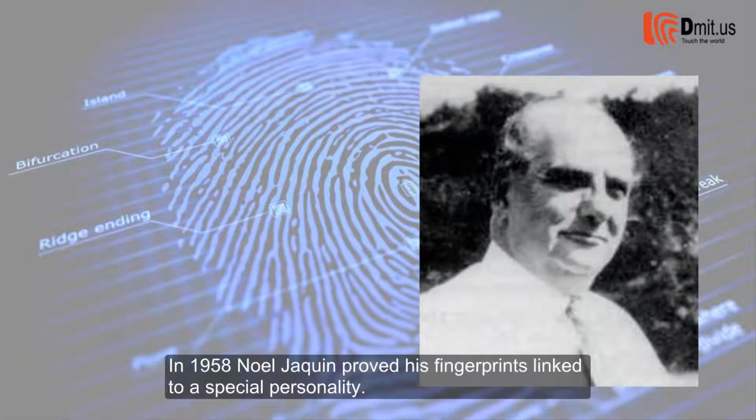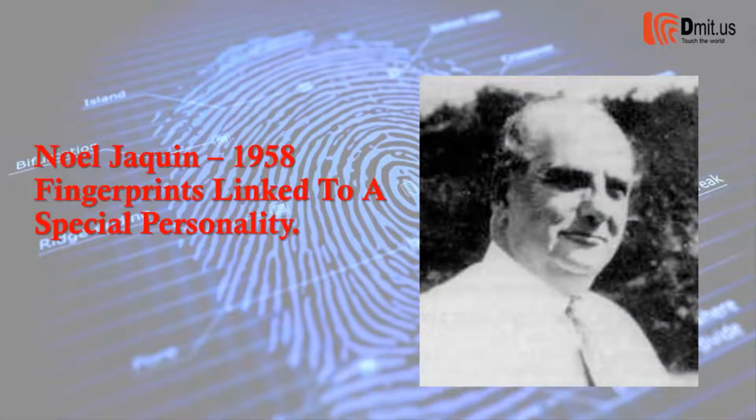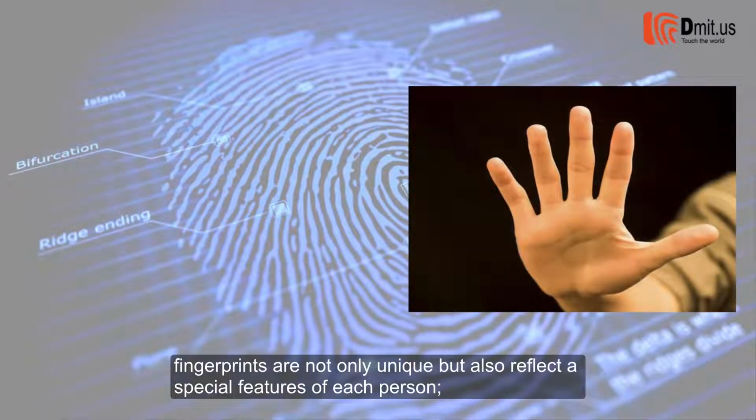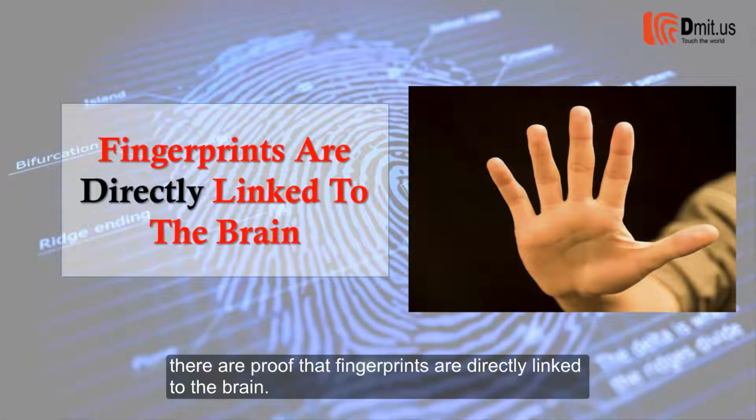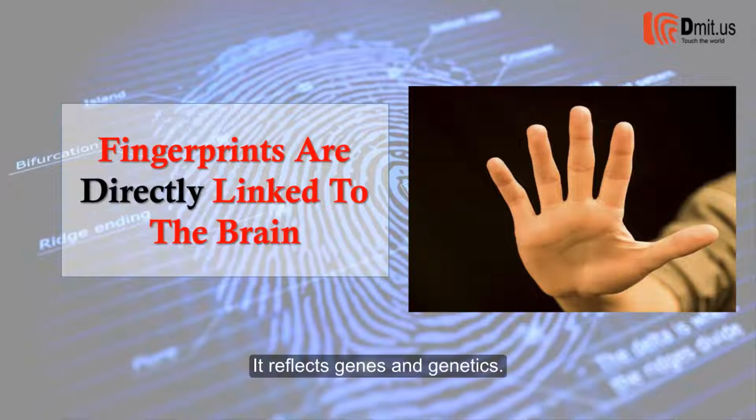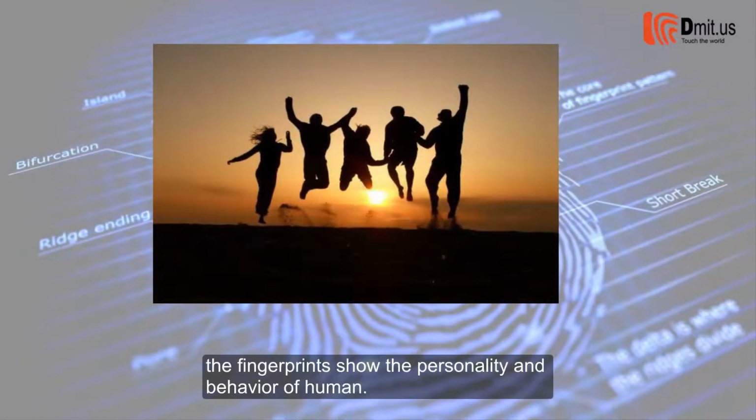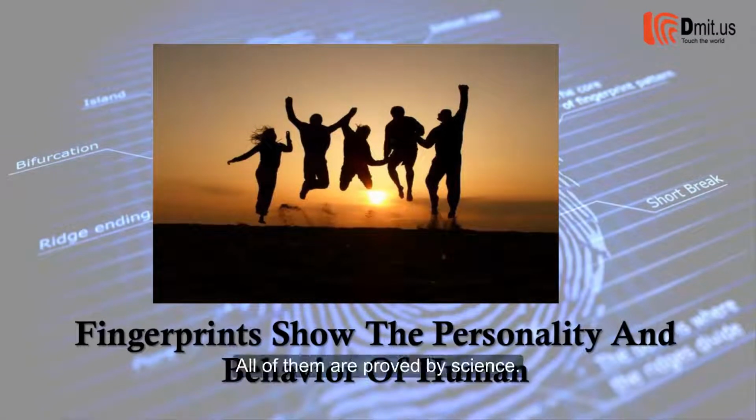In 1958, Noel Jacquin proved that fingerprints are linked to a special personality. Hence, fingerprints are not only unique but also reflect the special features of each person. Especially, there is proof that fingerprints are directly linked to the brain. They reflect genes and genetics. In addition, fingerprints show the personality and behavior of humans. All of this is proved by science.